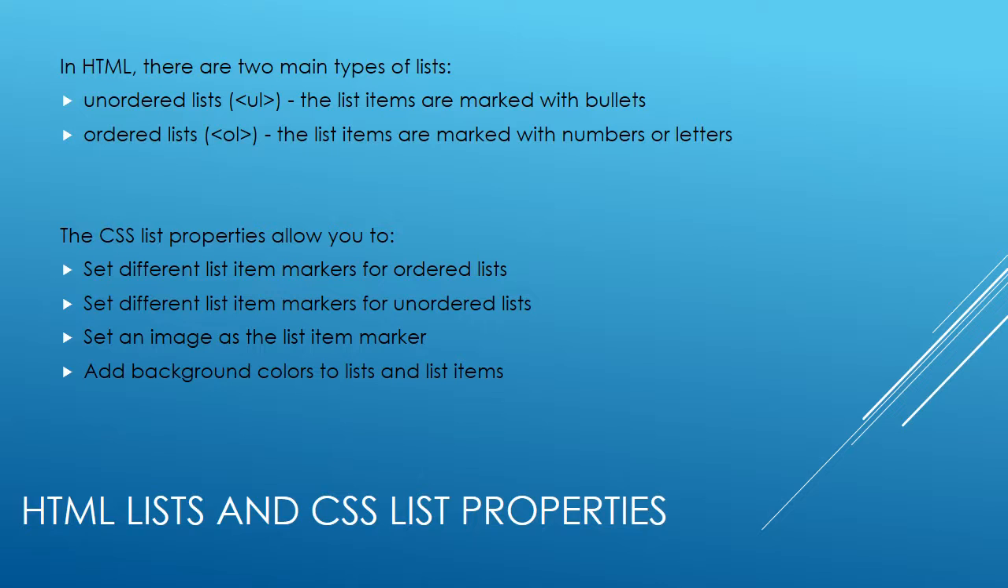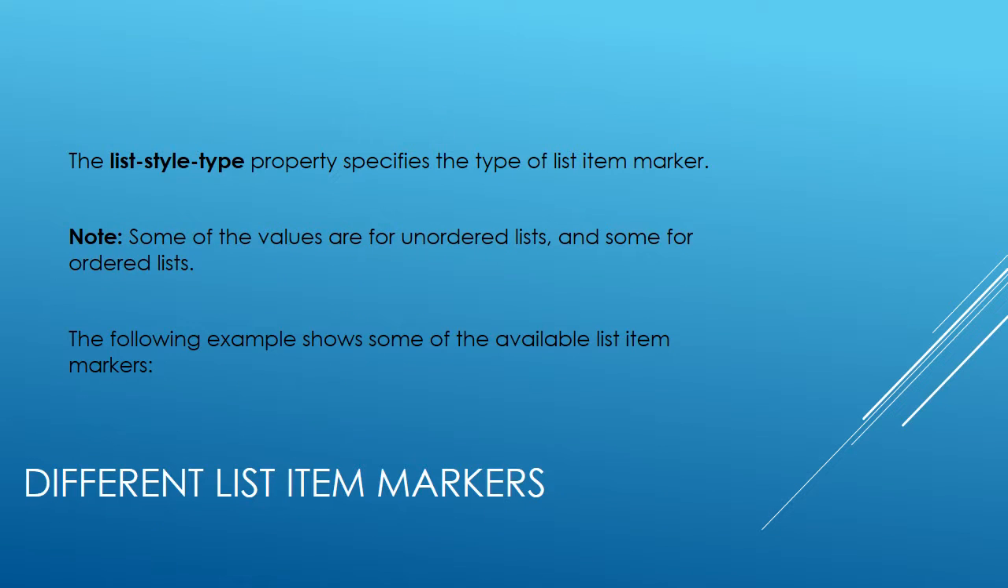The CSS list properties allow you to set different list item markers for ordered lists, set different list item markers for unordered lists, set an image as the list item marker, and add background colors to lists and list items. The list style type property specifies the type of list item marker.